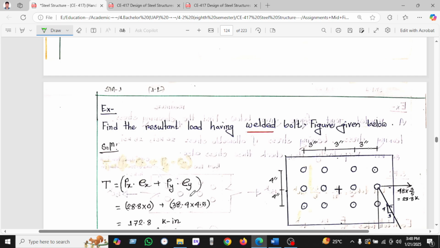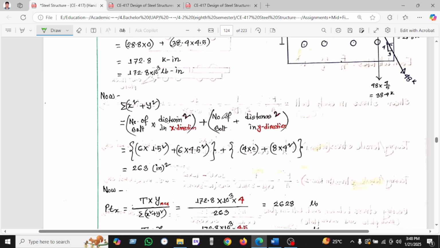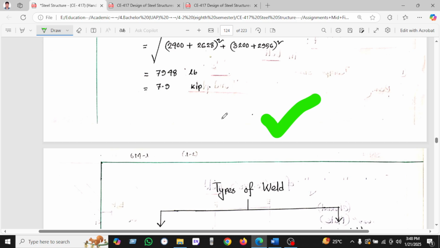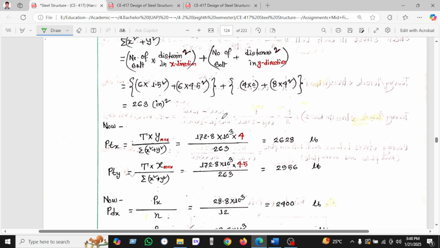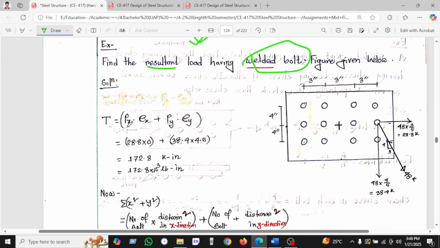Okay, so here is a problem to find the resultant of the bolts. We are not using weld here, so we can use the resultant for the bolts. This is also taken from semester 2 books, and the figure is given below. So P into Px and P into ex, y. So we have seen 48.